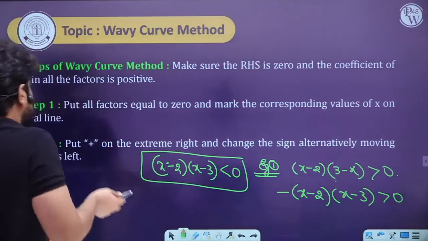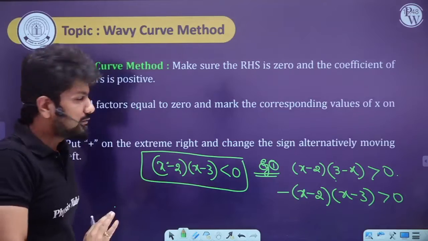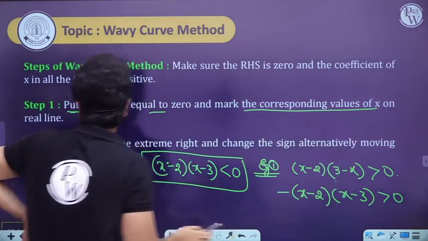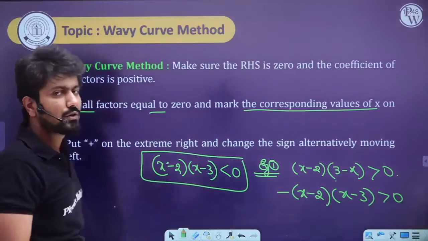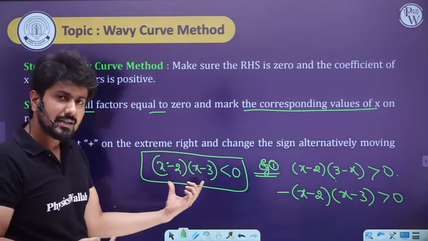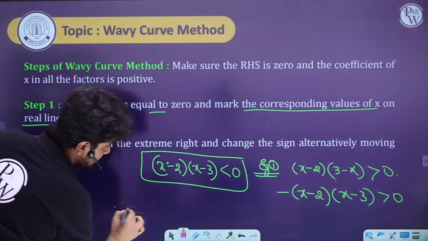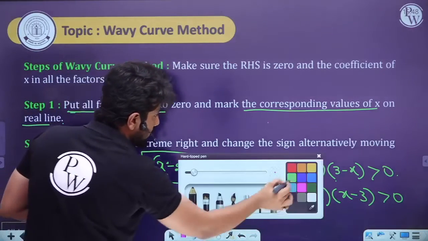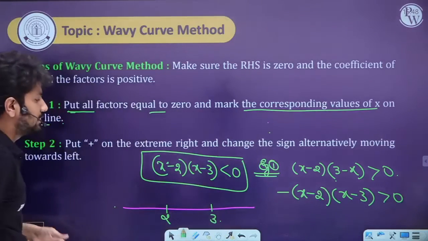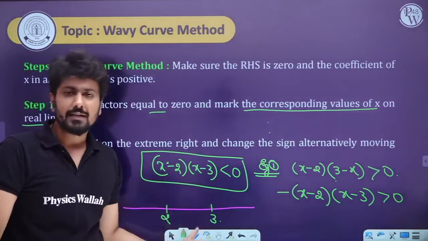Now step 1 is marking the critical points. We put all the factors equal to 0 and mark the corresponding values of x on the real line. That's what we call marking the critical points. Critical points are those points about which the sign is changing, and the sign is changing about 2 and 3. These are the two critical points. From the number line, mark the critical points.